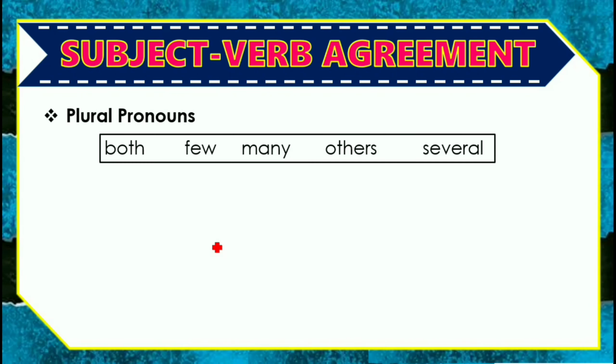Plural indefinite pronouns always require a plural verb. Both have driver's licenses. So both is our subject, which is plural. That's why we use have as the verb.